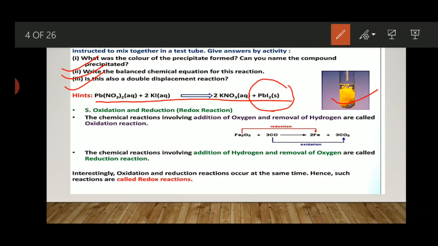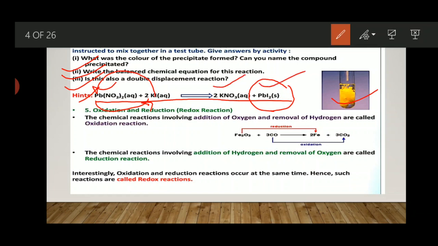So the answer of the first question, what was the color of the precipitate? The color of the precipitate is yellow. The name of the compound in the precipitate is lead iodide. Write down the chemical equation, we have already shown it here. Now, is this a double displacement reaction? Yes, it is a double displacement reaction because lead is taking the place of potassium and potassium is taking the place of lead, and because of this potassium nitrate and lead iodide are formed.